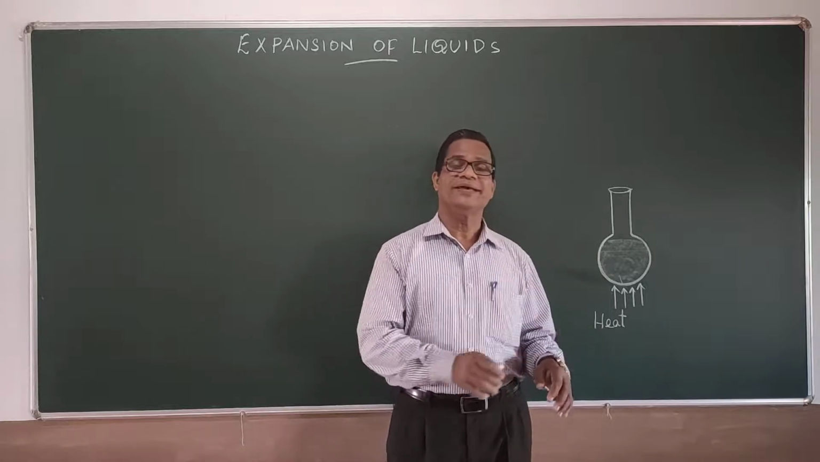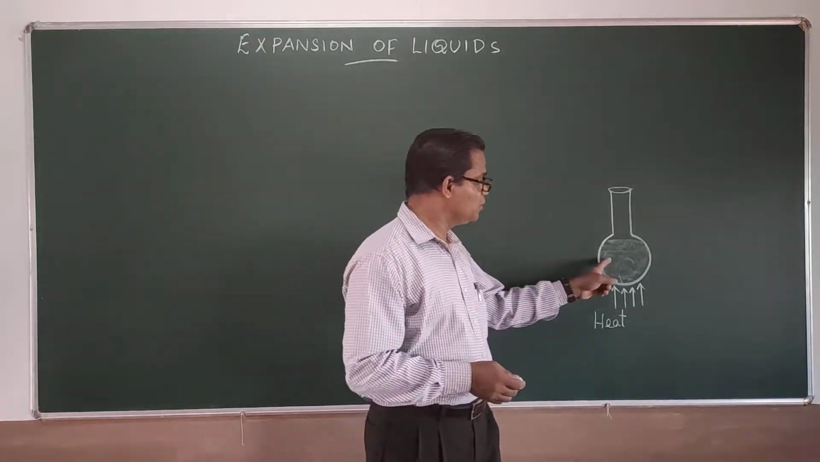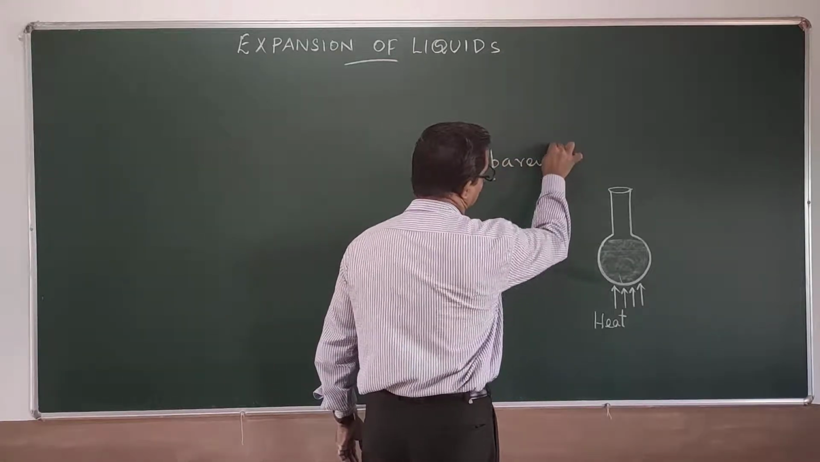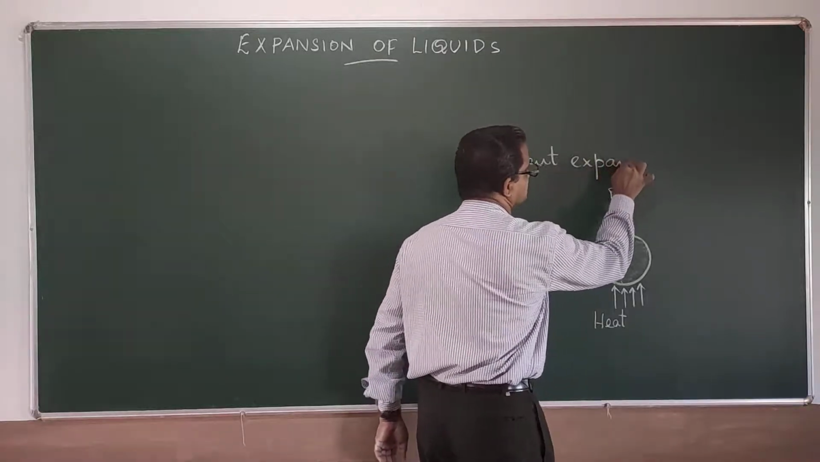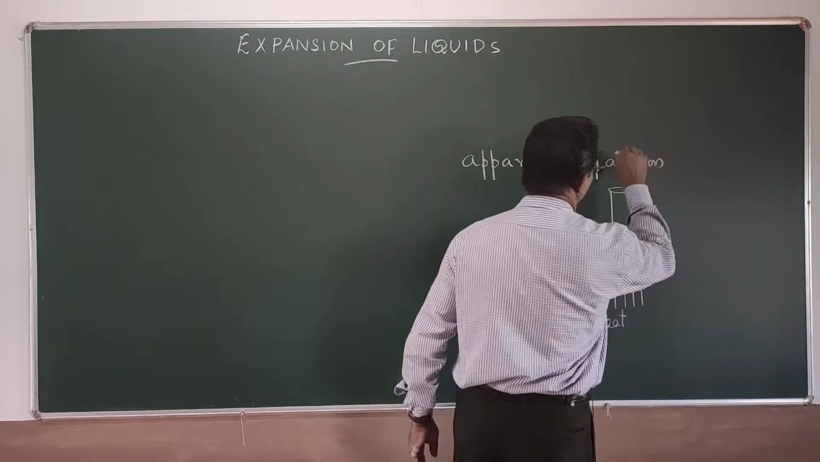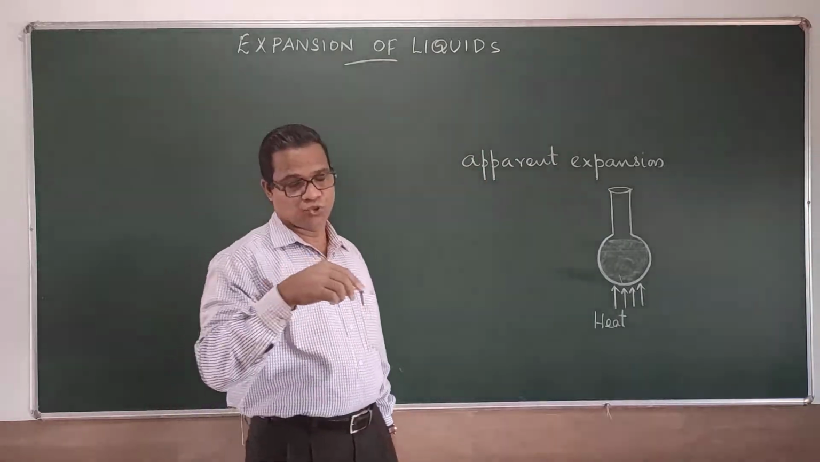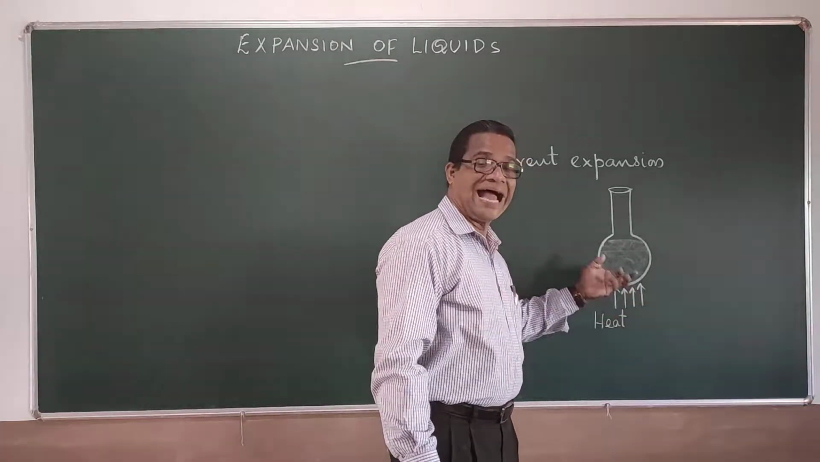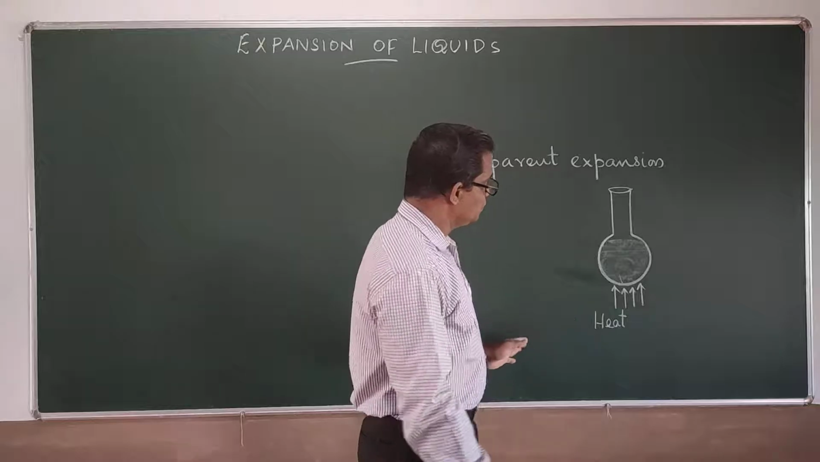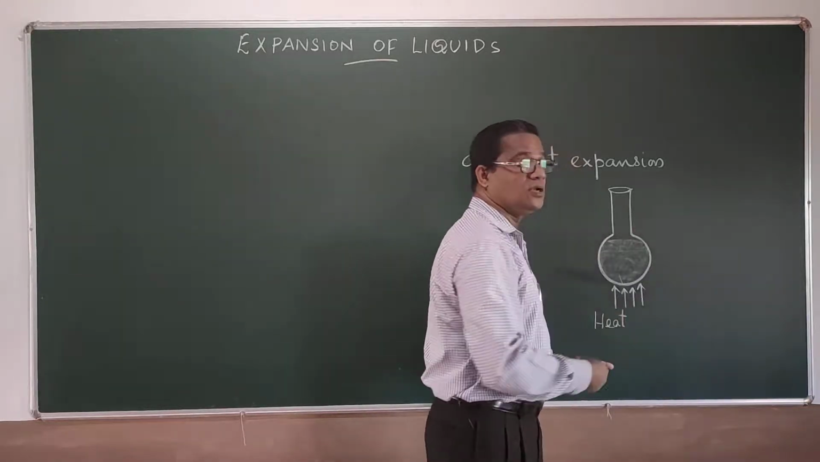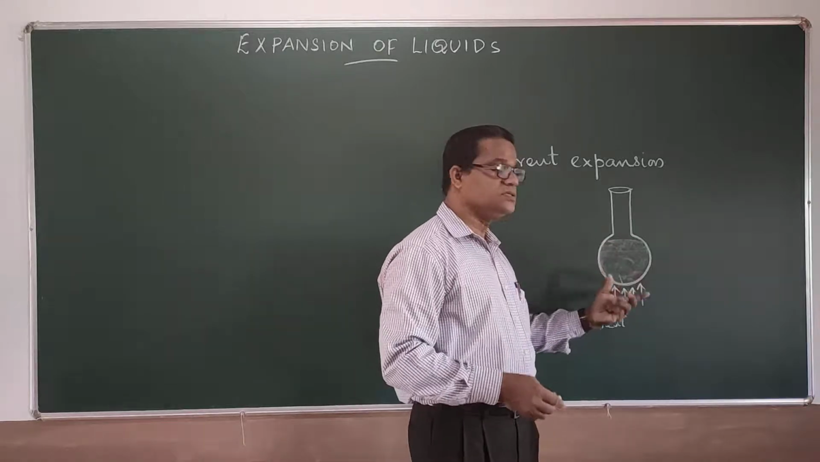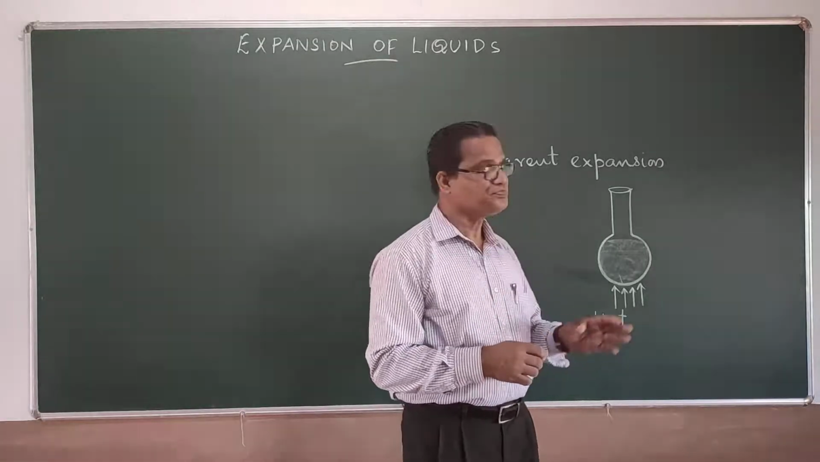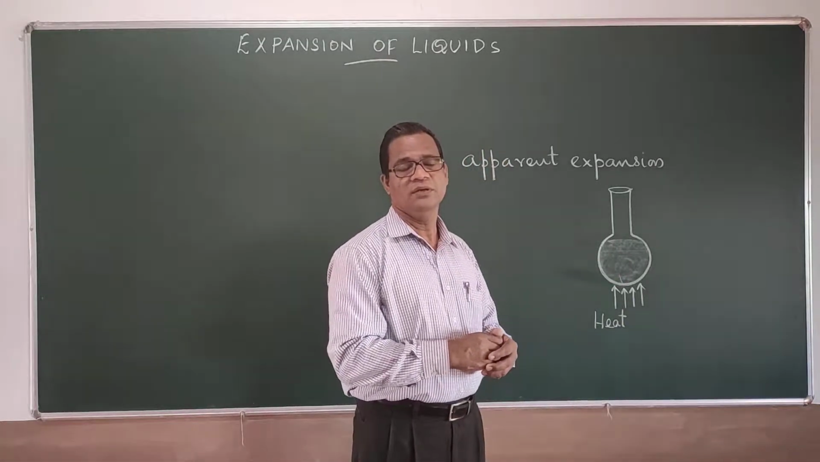But what you observe is not the exact expansion. The expansion of the liquid here is an apparent expansion. Liquid undergoes an expansion which is called apparent expansion. It is not the actual. And therefore, if you want to find the actual expansion of the liquids, you have to consider the expansion of the vessel also. The solid vessel is also expanding a little bit, and along with that only you can consider the actual expansion of the liquid.